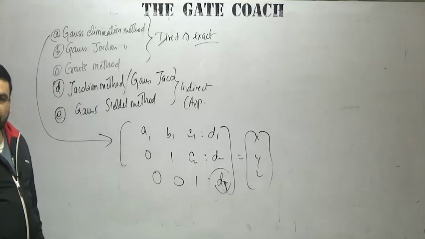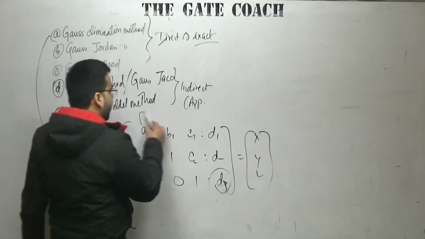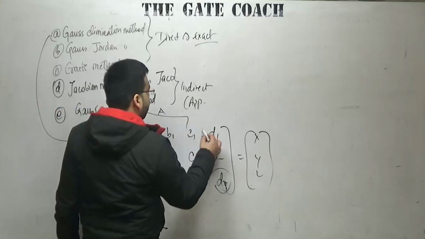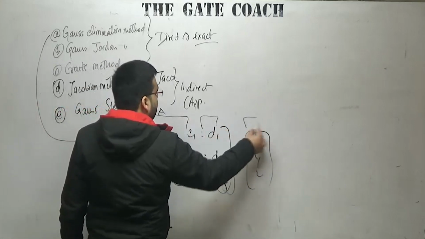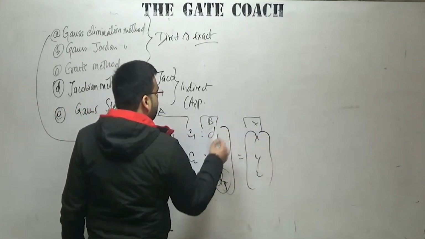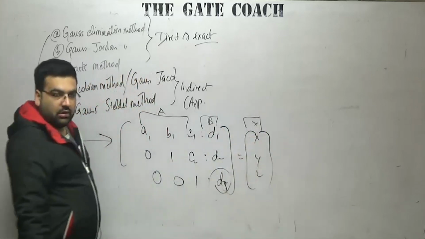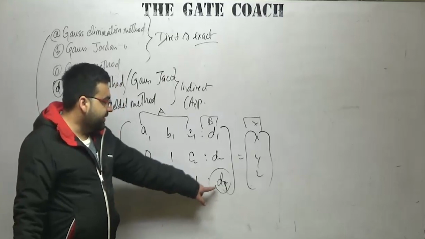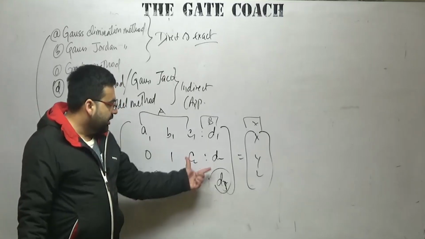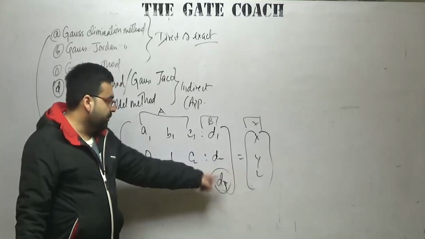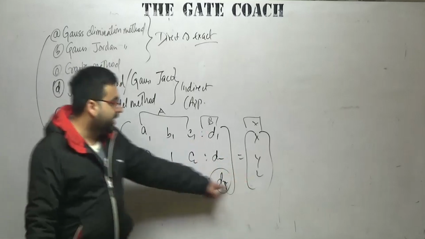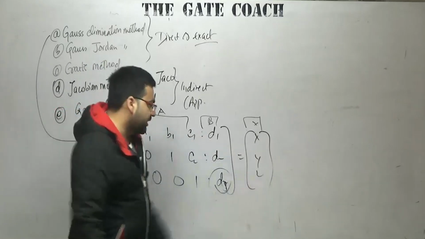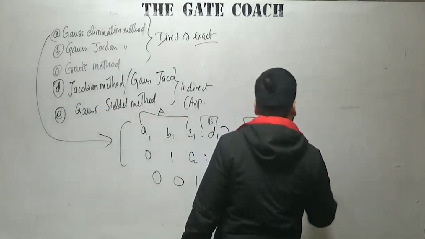Clear? Because ultimately this is my A, this is my X, and this is my B. AX is equal to B. Directly by comparing these, I will say that D3 is equal to 1. Once you have got the value of D3, you will be getting some equation. You put it here, you will be getting the value of, sorry, not D3, Z. You will get the value of Z. I will say directly that Z is equal to D3.